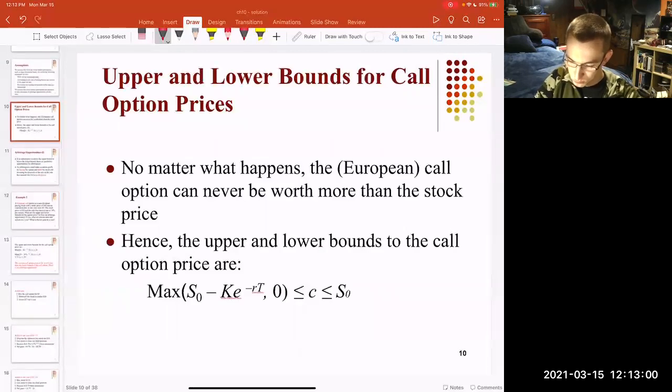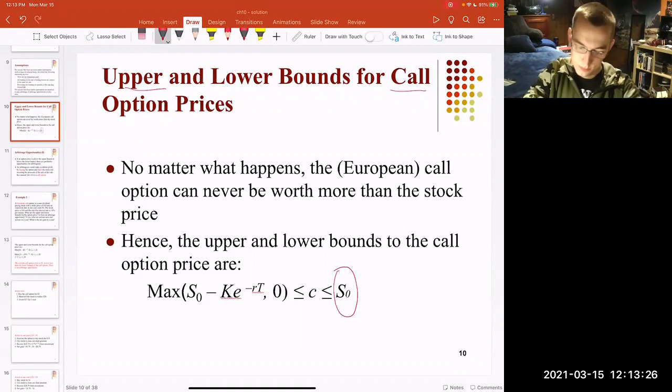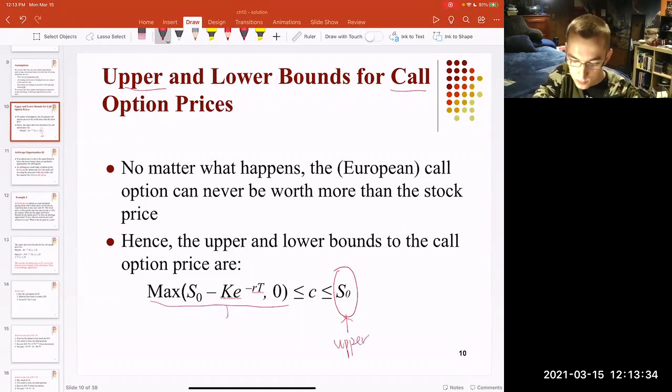First, upper and lower bounds for the call option price. So first we talk about call. No matter what happens, the European call option can never be worth more than the stock price. Which means the maximum, the upper bound, or say the maximum value for the option price, would be the stock price. Okay, so the upper bound and the lower bound for the call option price: this is the upper bound, and this is the lower bound.